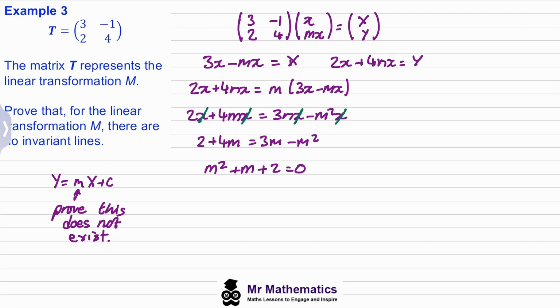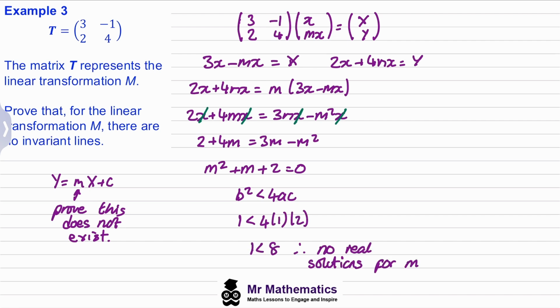Then we can use the discriminant to show that this has no real solutions. So b squared would be less than 4ac. Well, b squared is 1, and 4 times 1 times 2 is 8. So 1 is less than 8. Therefore, there are no real solutions for m, which means we don't have a gradient, which means we can't have any invariant lines.